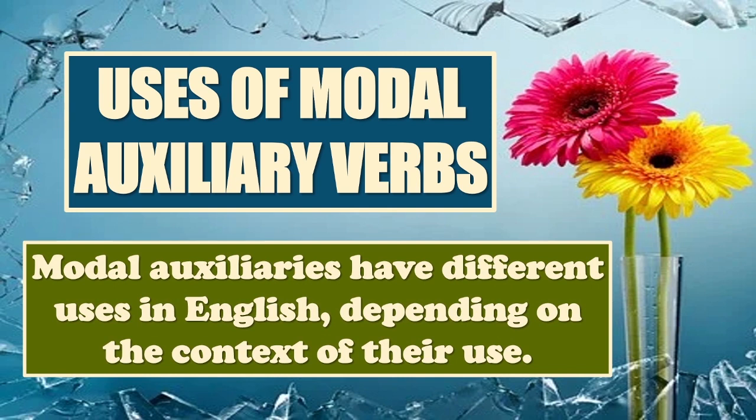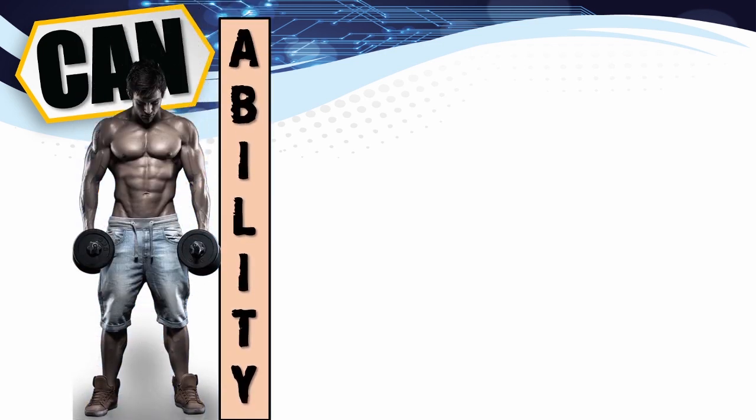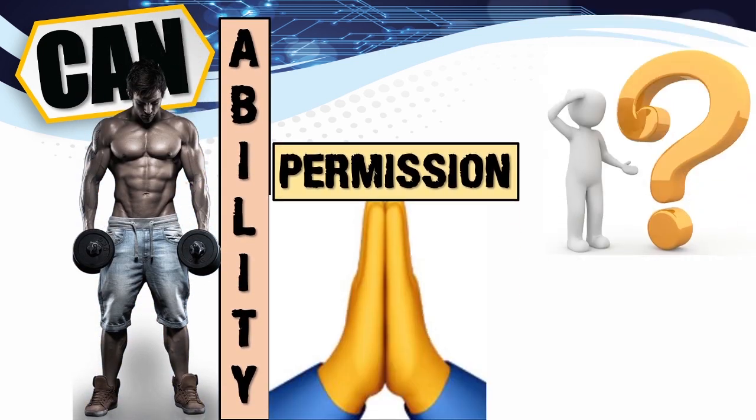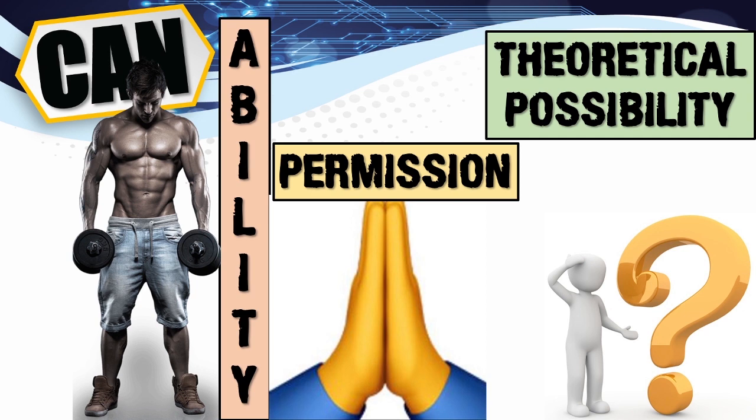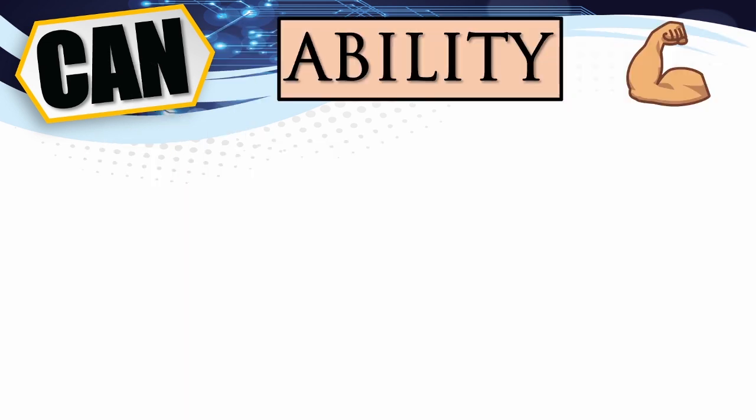Modal auxiliary verbs have different uses depending on the context of their use. Let's begin with can. When you talk about can, it is used to express ability, permission, and theoretical possibility. Let's start with ability. The examples on the screen explain the use of can as ability.